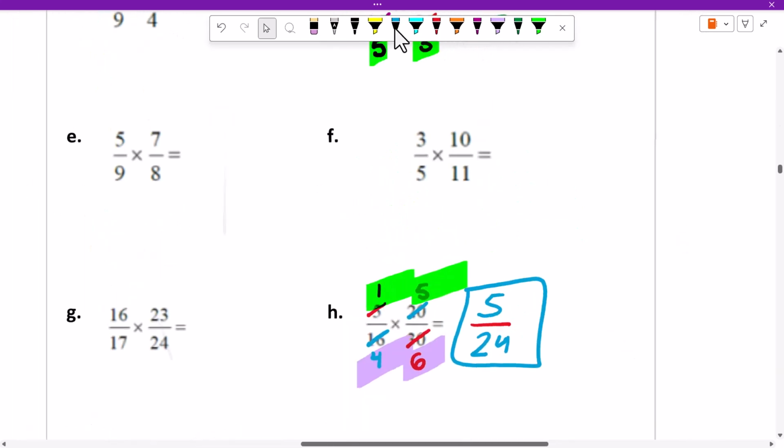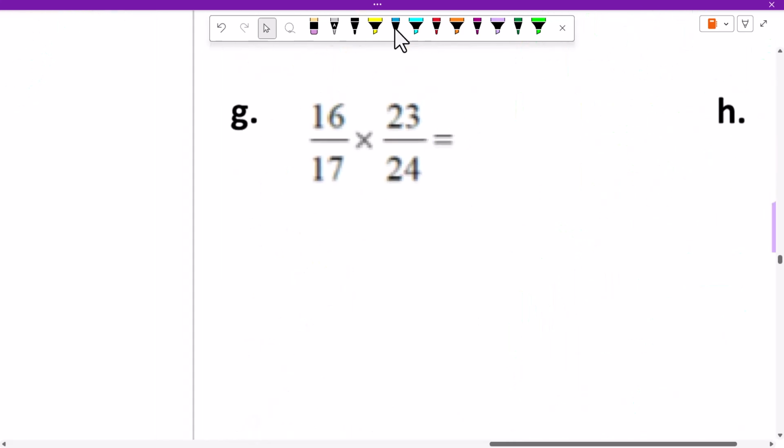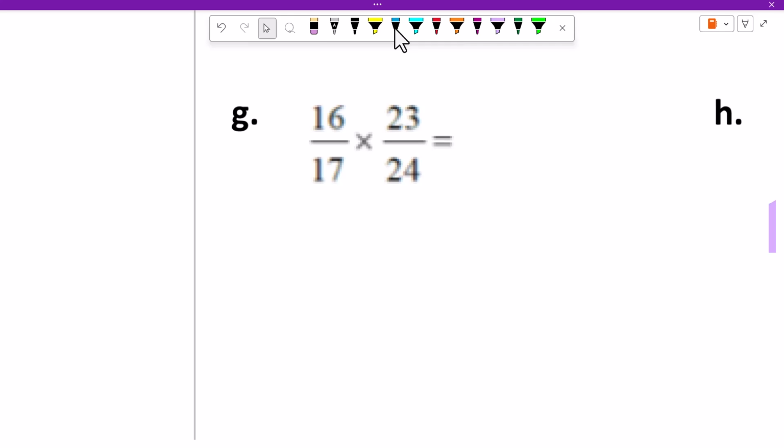All right, let's do G. Then we'll do one word problem. We'll do the rest of the time for it. We'll finish that. Okay. Any pairs of numbers that you see that you can make smaller? Henry. 16 and 24 can be divided by what number?